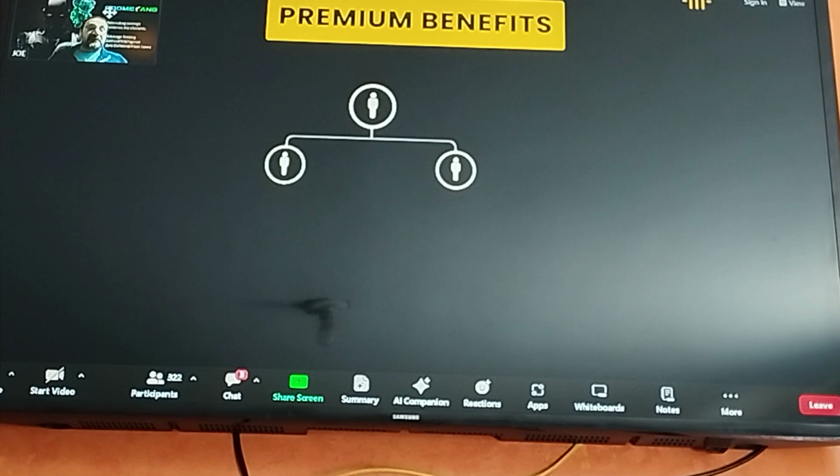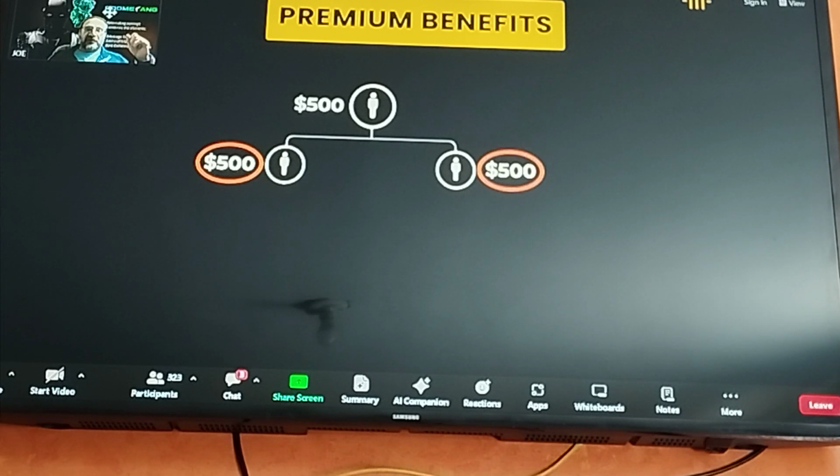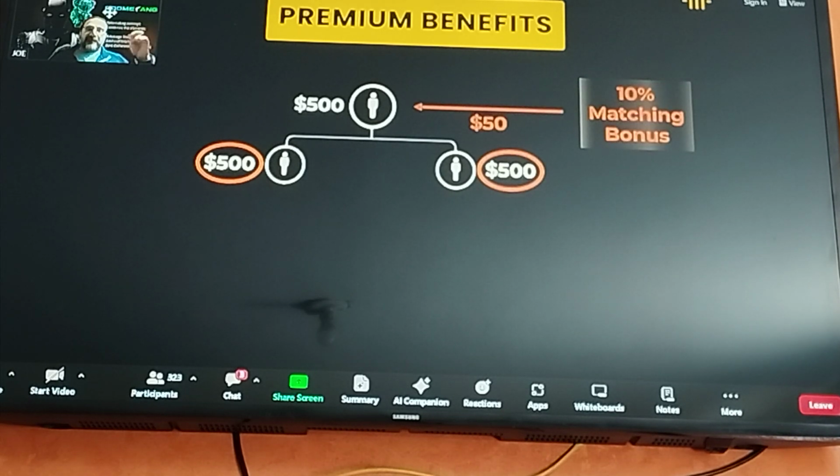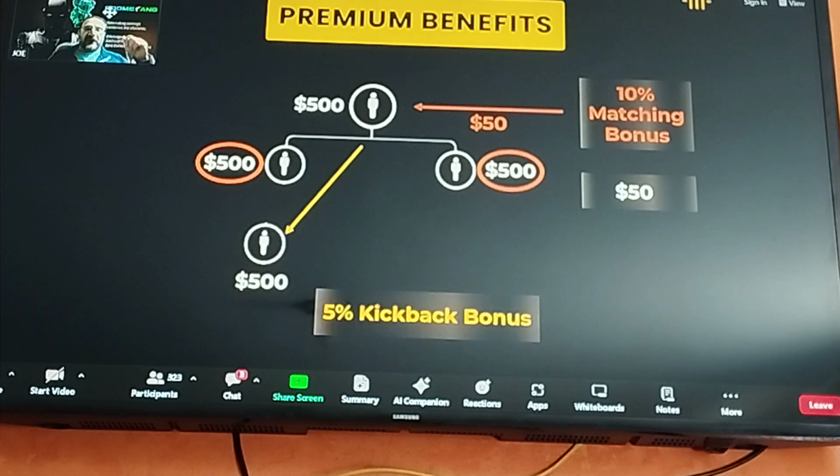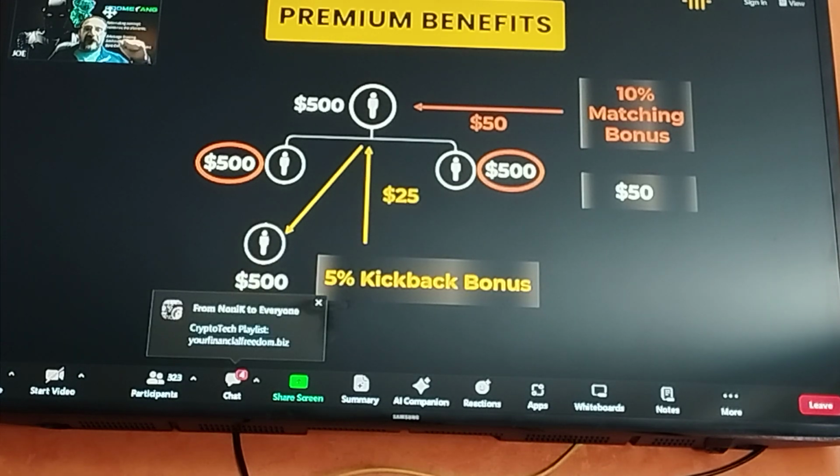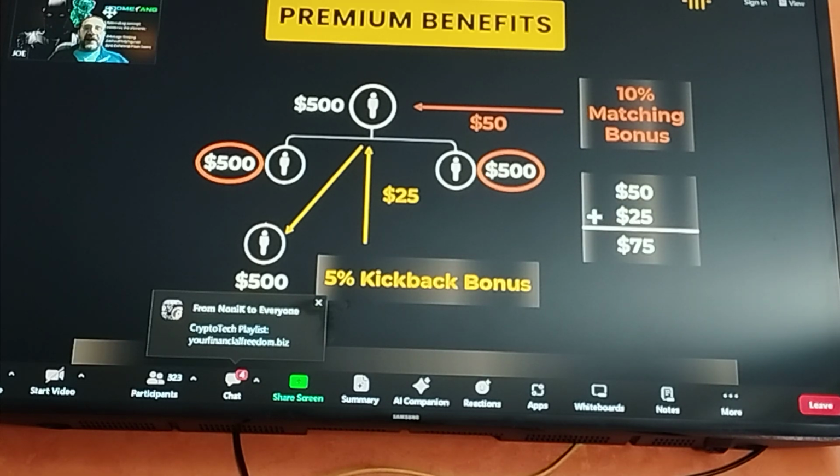So let's see that in action. That's you. You've bought a $500 license. And of course, you've got a check match there, which gives you 10% check match bonus of $50. You've then introduced person number 3, and they buy a $500 license. You get a 5% kickback of $25, which means you've now earned $75.